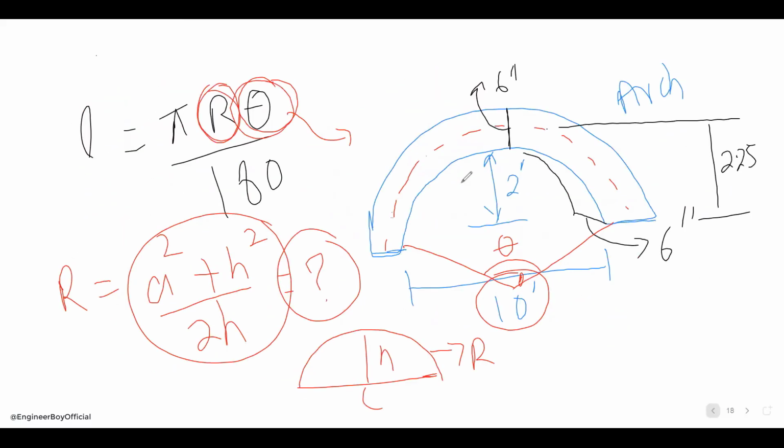It means we can calculate the length. And then if we have the length, we will just multiply that with the width and then with the height, okay, to get the volume of the same arch.